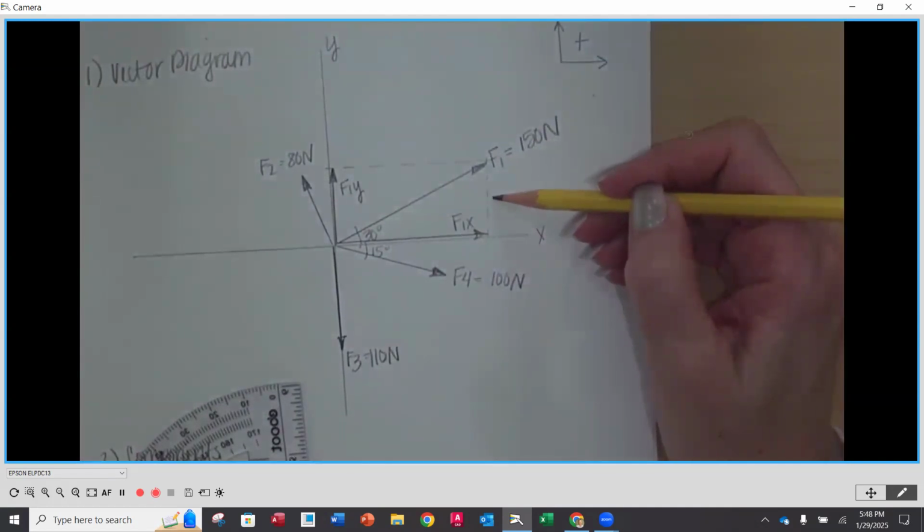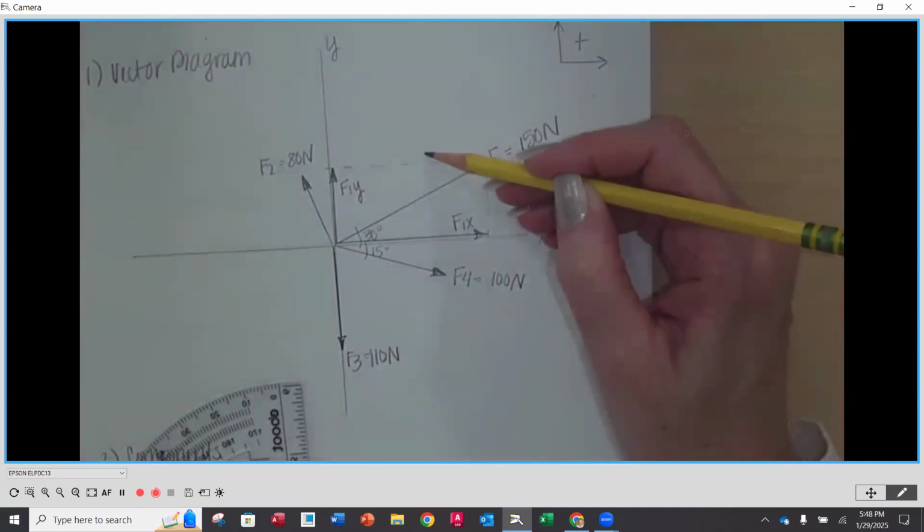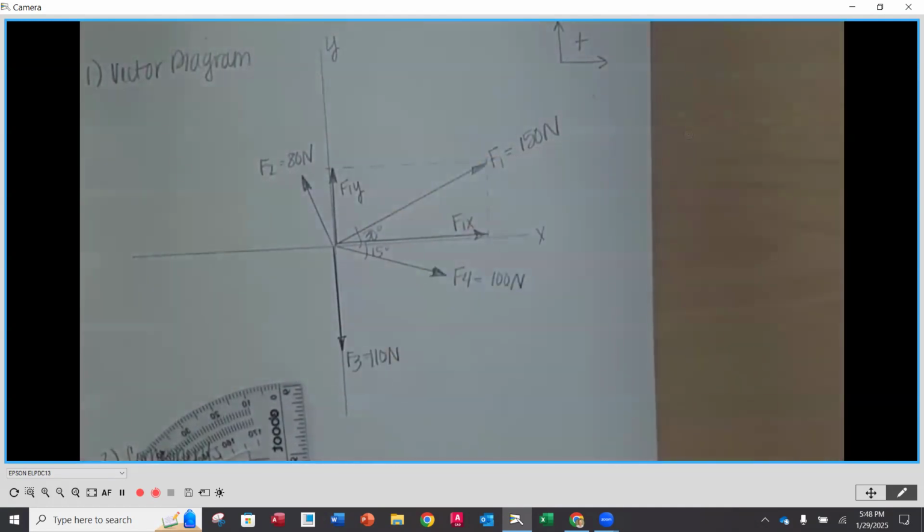F1y is not out here. F1x is not up here. It's not on the dotted lines. They are on the X and Y axes. They have to be there. Yes, I am being picky about that. Points come off if you don't do that. And again, arrowheads, we are drawing vectors here. They have to have magnitude and direction. The only way I know which way they're pointing is if I have an arrowhead on it. Points come off if there are no arrowheads on your vectors.